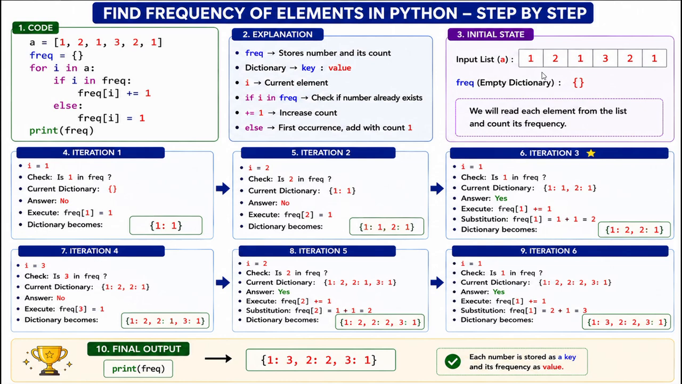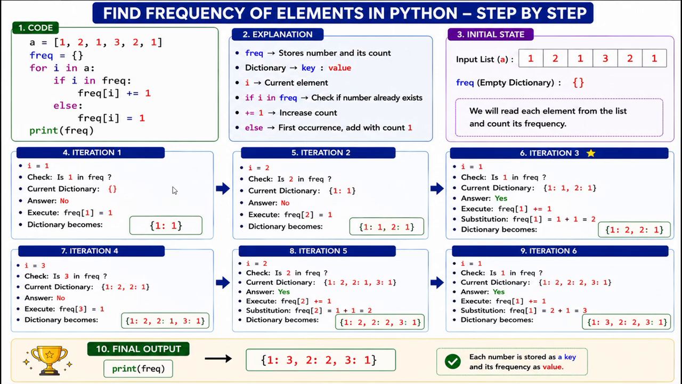Okay, here we have an initial list: 1, 2, 1, 3, 2, 1. First, we created an empty dictionary to store the count, in the form of key and value. i is the current value here. Here, if i in freq, it means we'll check whether the number already exists in it or not. And freq[i] plus equal to 1 will be useful to increase the count. And the else block will check the first occurrence and add it with the count of 1.